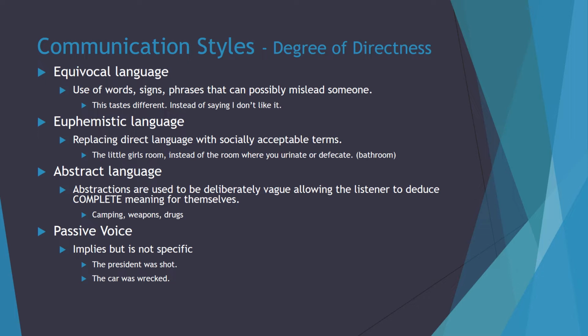And we also have euphemistic language. And so this is euphemisms. And this is replacing direct language with socially acceptable terms. So things like going to the room where you urinate or defecate. Nobody says that, right? And so we call it a bathroom, or we call it a powder room, or if you identify as female, you go to the ladies' room. You might call it the little girl's room, but it is the room where you go to urinate and defecate.